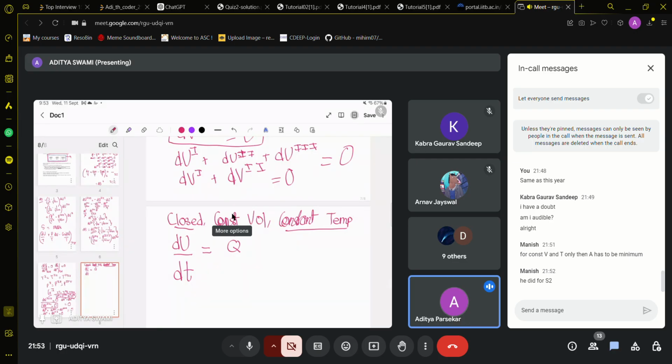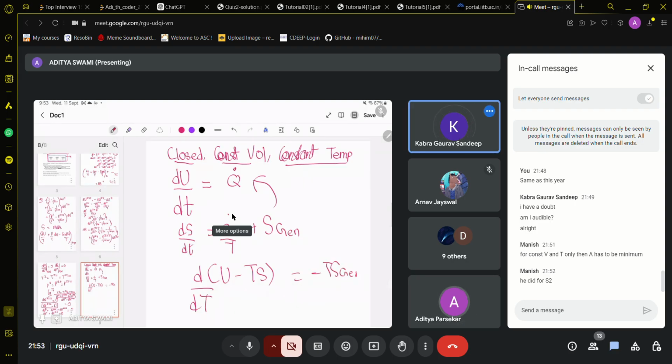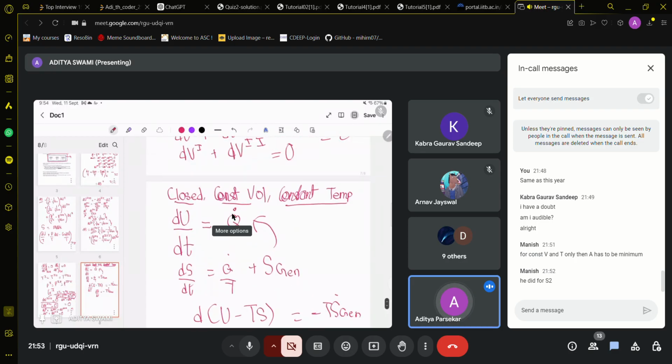Similarly, for the entropy, you have Q dot by T plus S gen dot. Now, if you substitute the Q value into here, you end up with d of (U minus TS) by dt is equal to minus T S gen dot. This is a decreasing function clearly. dA by dt is minus T S gen dot, and that's going to keep decreasing until equilibrium when it reaches a minimum. So A is at a minimum under these conditions.